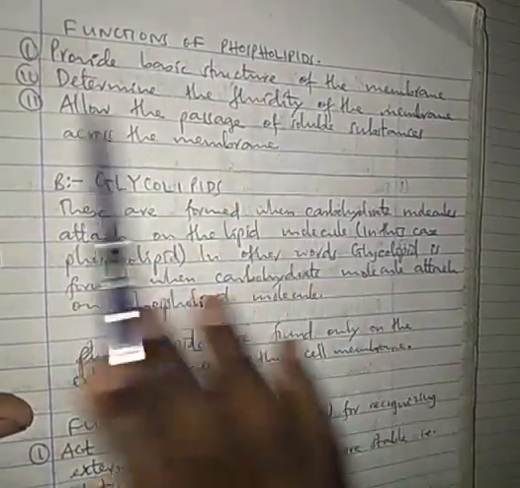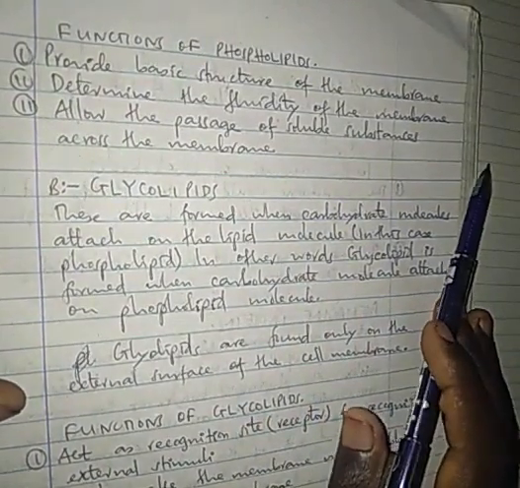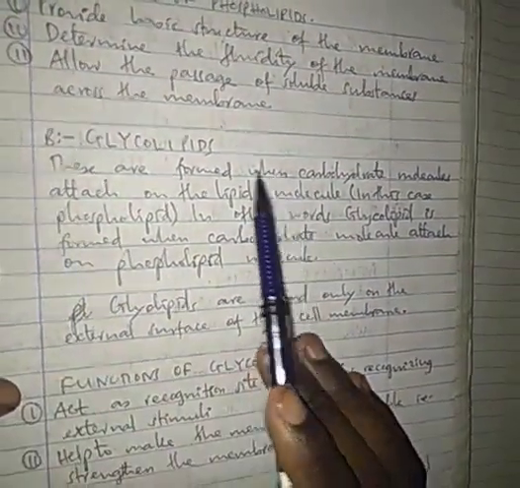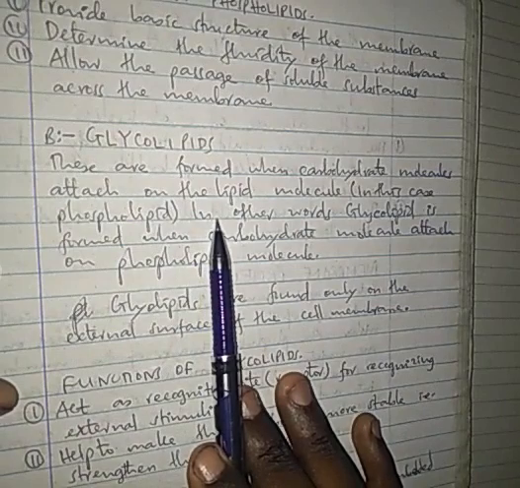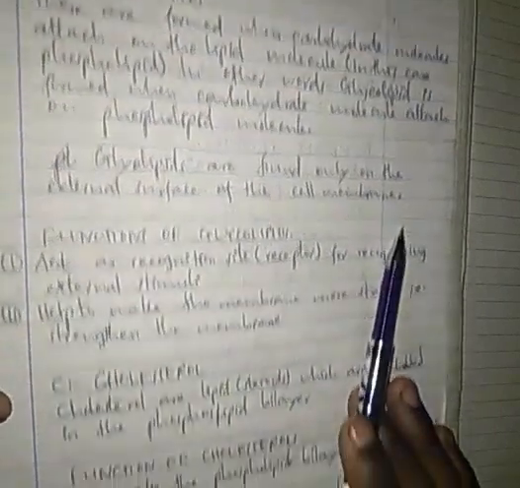Kwa hiyo ni phospholipids. Hapo utakuta kuna functions of phospholipid: 1, provide basic structure of the membrane, 2, determine fluidity of the membrane, 3, allow passage of soluble substance. Kuna glycolipid. These are formed when carbohydrate molecule attach on the lipid molecule, in this case phospholipid. In other words, glycolipid is formed when carbohydrate molecule attach on lipid molecule.